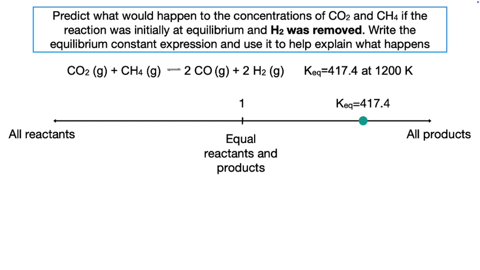So if we look at a new system here, predict what would happen to the concentration of CO2 and CH4 if the reaction was initially at equilibrium and the H2 was removed. Okay? So again, how I would simplify, CO2 and CH4. So I would go back to my expression. My CO2 and CH4 are reactants. And here I want to know what happens to them. So I'll put a question mark on that.